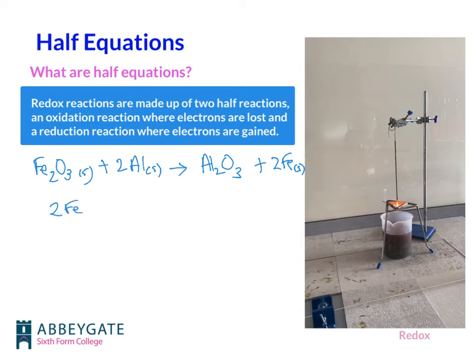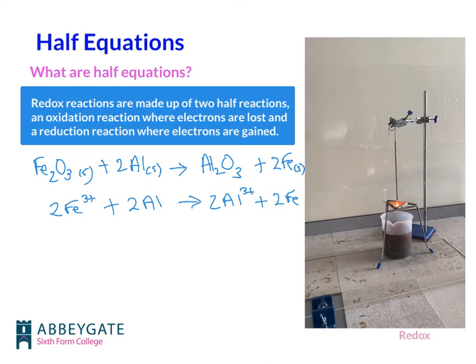2Fe3+ plus 2Al turns into 2Al3+ plus 2 lots of Fe. Now, we should be able to break this into the two half equations. So let's start off. I'll use red to show that we're doing this as half equations.